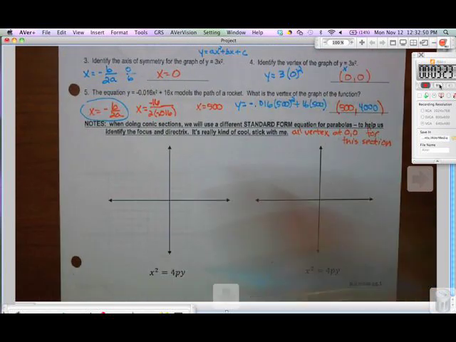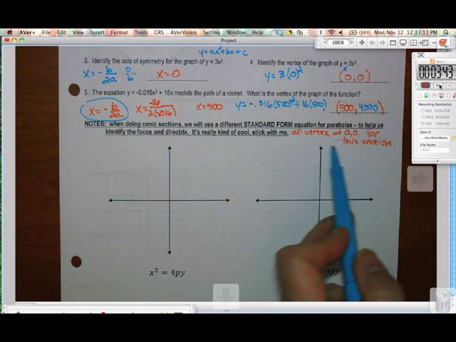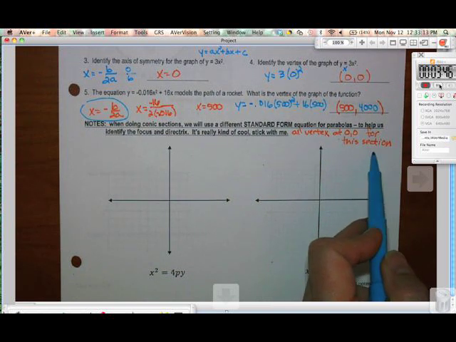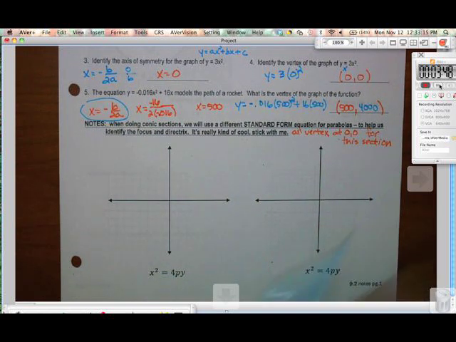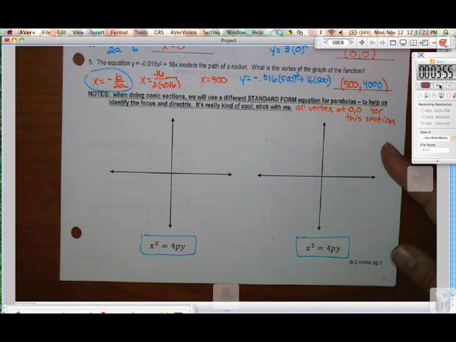So let's talk about parabolas, which is a section out of the cone if you slice it just right. When doing conic sections, we'll use a different standard form equation for parabolas to help us identify the focus and the directrix, which is an important component of parabolas in conic sections. It's really kind of cool. So here, the vertex is going to be at 0, 0 for this section. So our vertex will always be at 0, 0. And these are the standard form equations I was talking about. I'm going to tell you about those and what the components of them are.